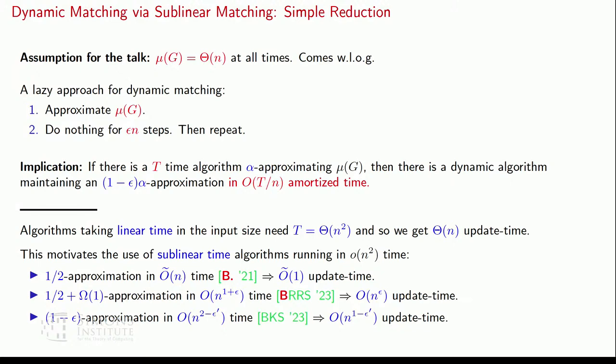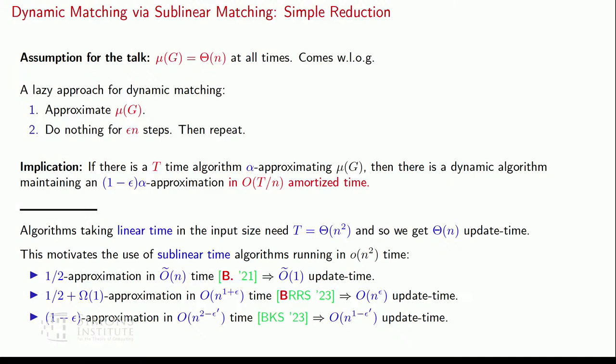This is what Bhattacharya et al. showed earlier this year, that you can do a 1 minus epsilon approximation in subquadratic time. Plugging this into this framework basically gives a 1 minus epsilon approximation in now sublinear in that time, polynomial sublinear in that time. So this is an easy reduction.